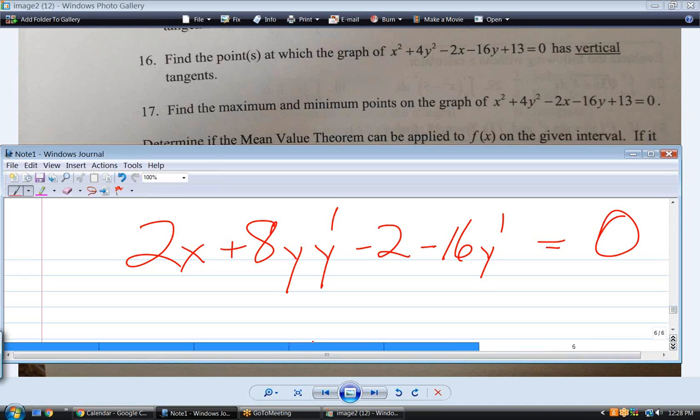Set that greater than 0 and less than 0. No. We've got to solve for y prime. Oh, yeah, sure. In other words, you can't set y prime equal to 0 until you've solved for it.